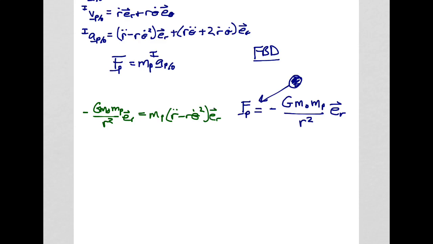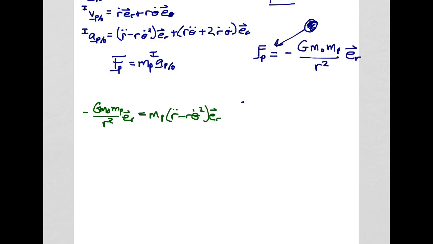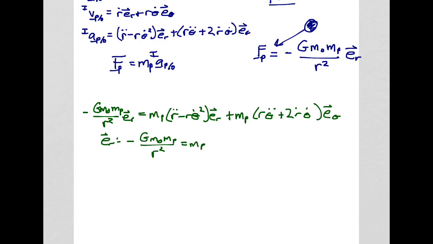Then plus the mass of point P multiplied times r theta double dot plus 2 r dot theta dot in the E theta direction. And so if we equate our coefficients in these different directions, in the ER direction, we get minus G mo mp divided by r squared is equal to mp times r double dot minus r theta dot squared.